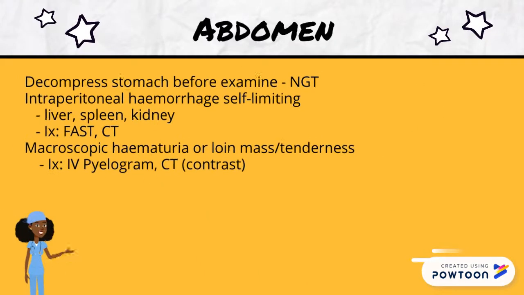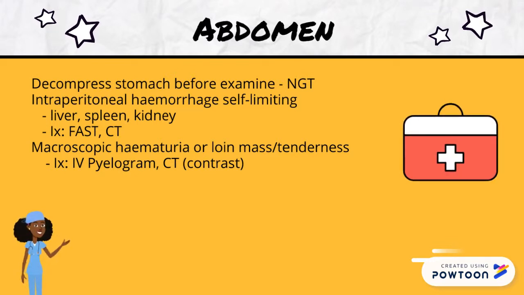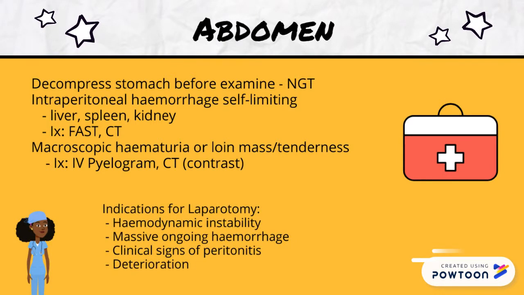Before examining the abdomen, first decompress the stomach with an NGT. Intraperitoneal hemorrhage is usually self-limiting from these organs. Macroscopic hematuria or loin mass or tenderness are indications for IVP or CT. Indications for laparotomy are as on the screen.